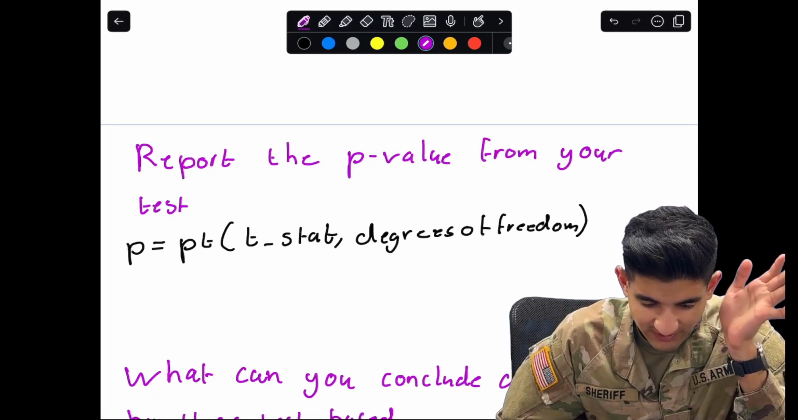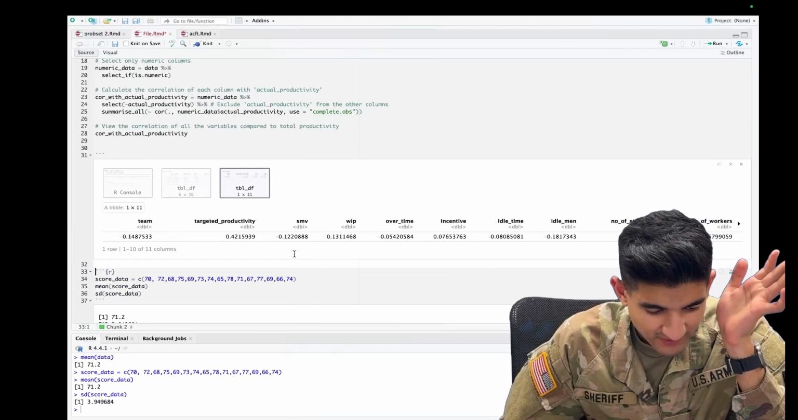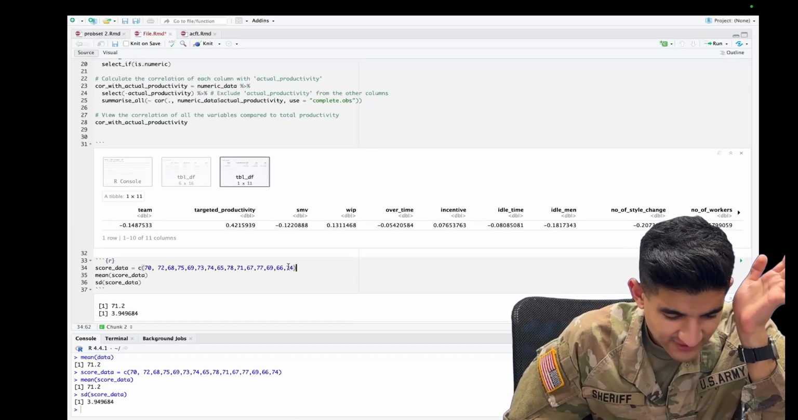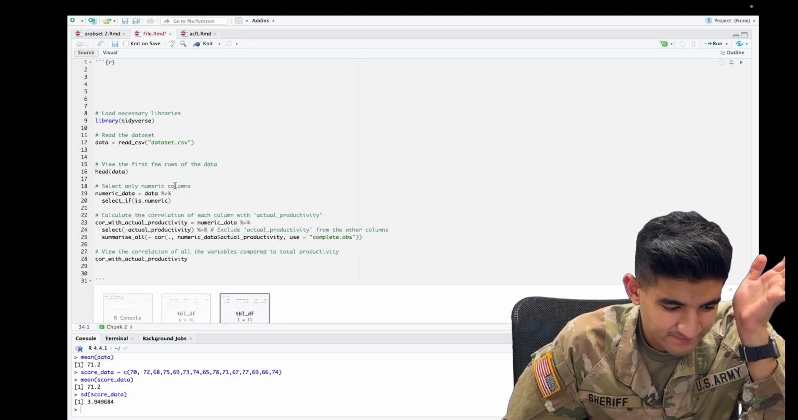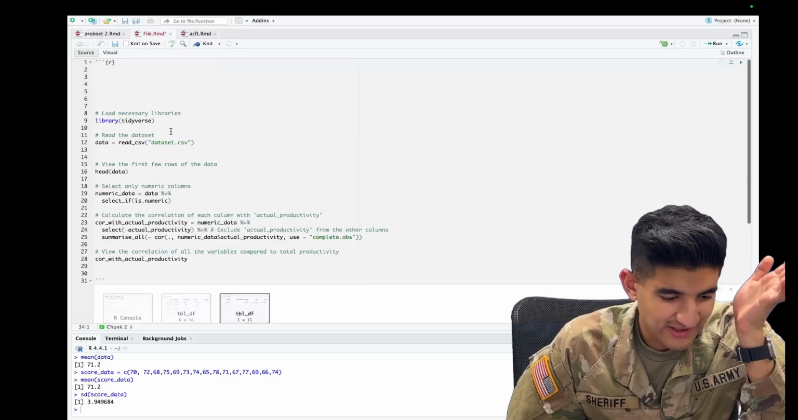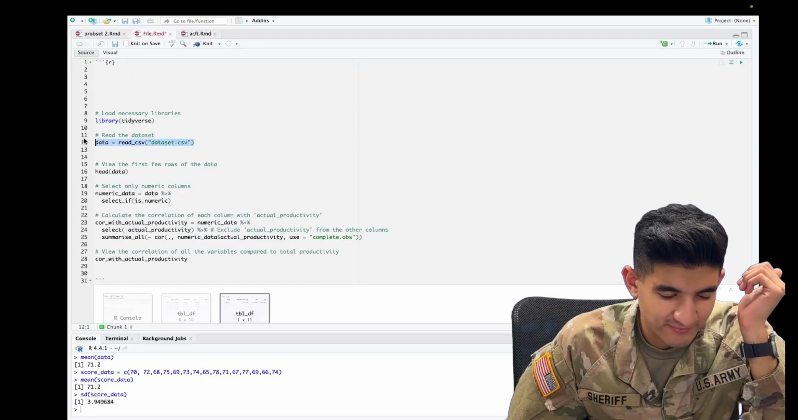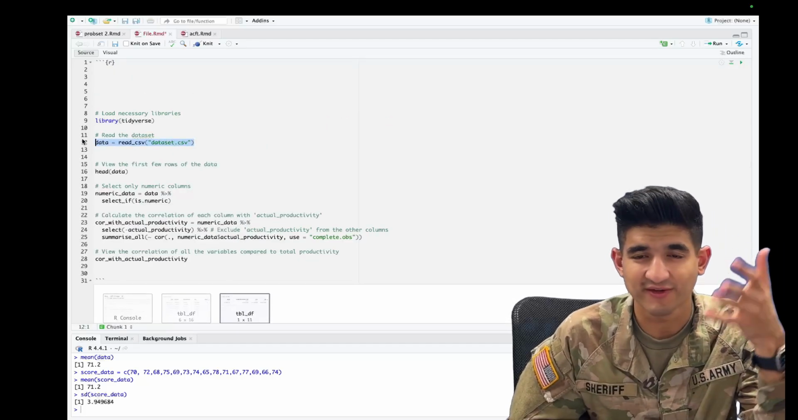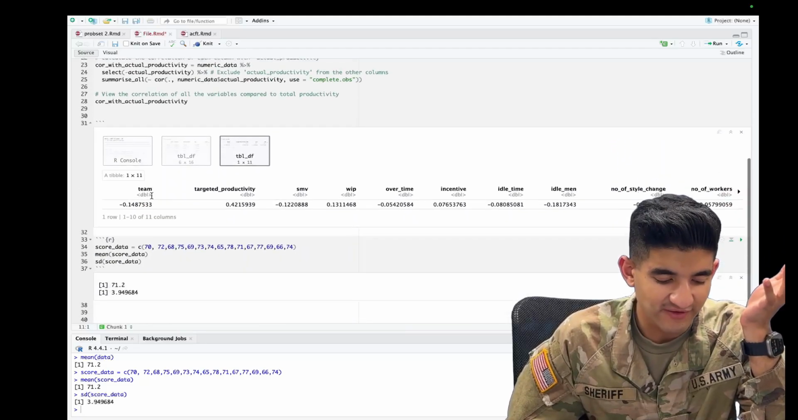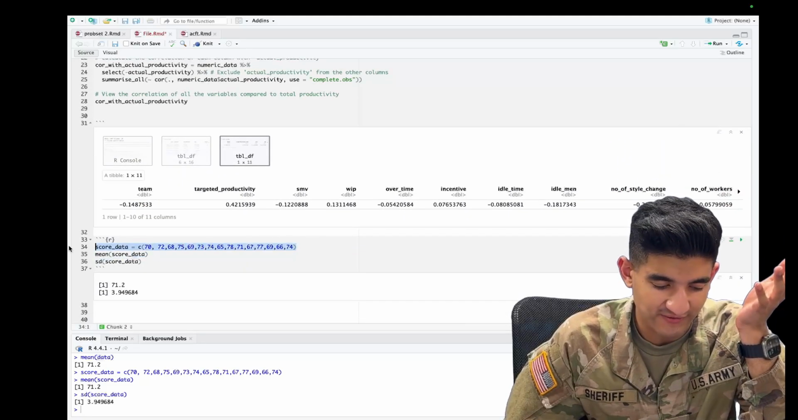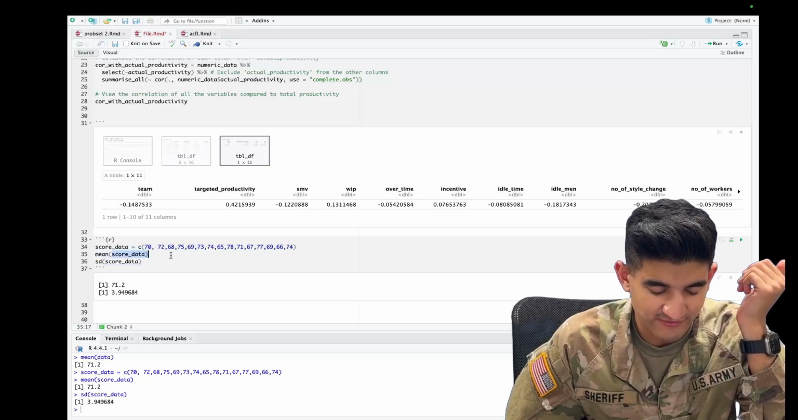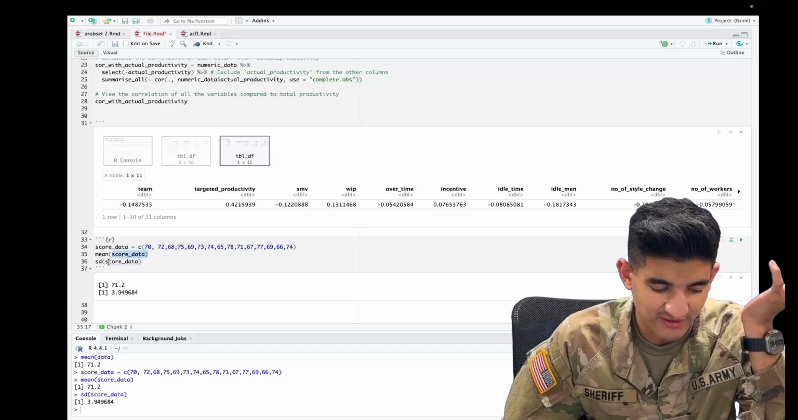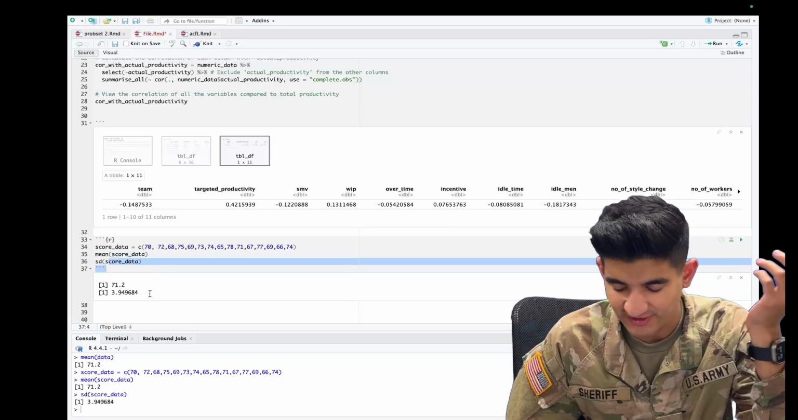So let me just boot up R real quick. Check if it's working. Yep, it's working. Over here I have our score data. I just put it in a list over here. You could use read CSV, so just look at what you did on your tech lab or your problem set. In my case, I manually put it in a list. Then to get the mean, you do mean and plug in your list: mean of score data, standard deviation of score data. It gave it to me.